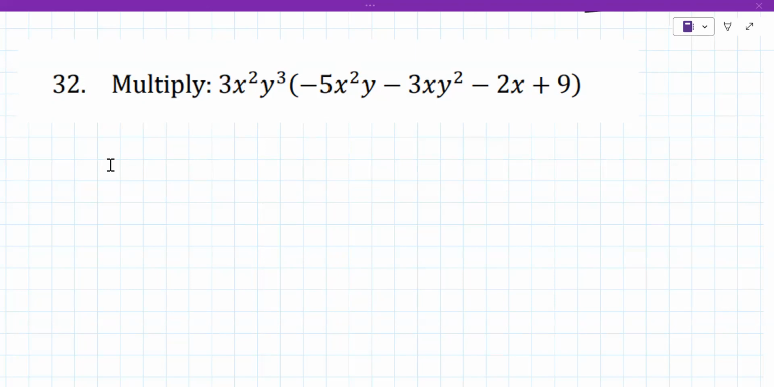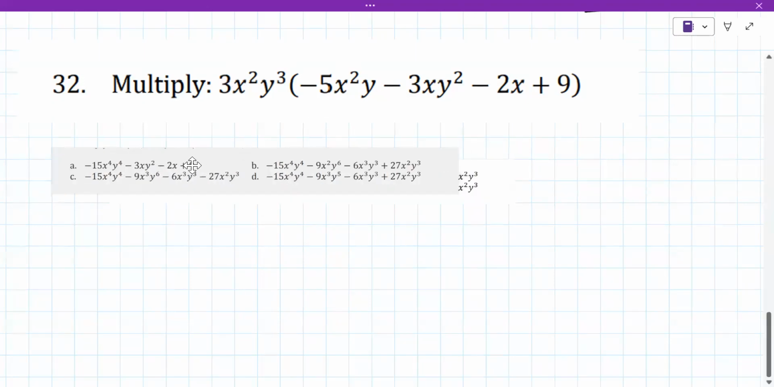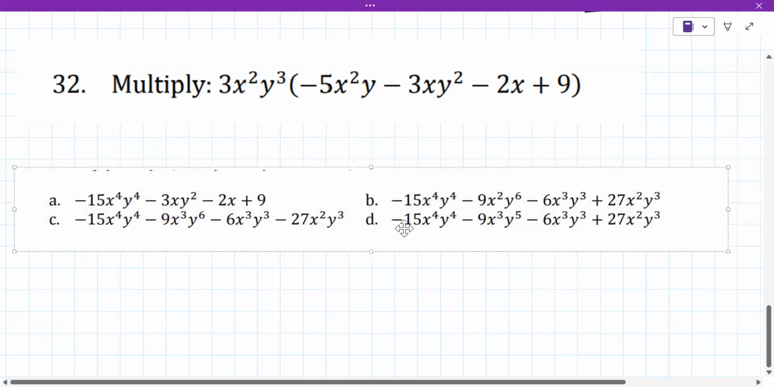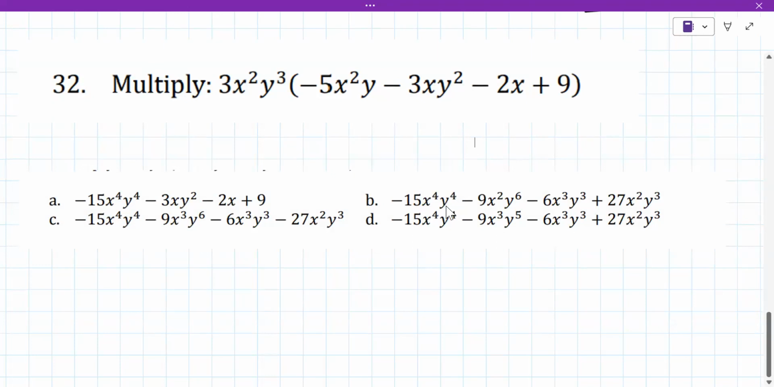Wait, hang on. Here's what I want you to do. This is a testing strategy. One of the things I'm noticing is that when I put the answers in, you kind of look to the answers, which is okay to do. I want you to see if your answer is here. If it's not, that means you made a mistake somewhere. Then we can figure out where that is.